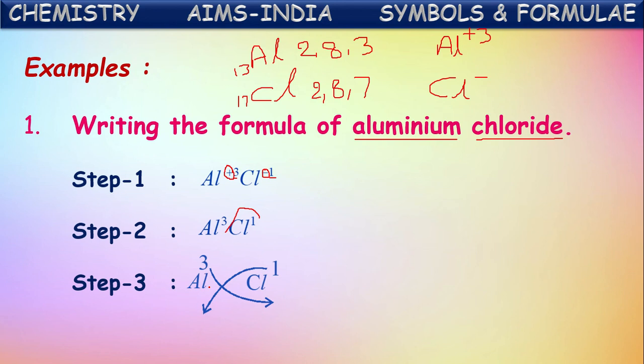Okay, now the formula of this compound will be AlCl3. The chemical formula for aluminum chloride is AlCl3. Did you understand how to write the molecular formula?